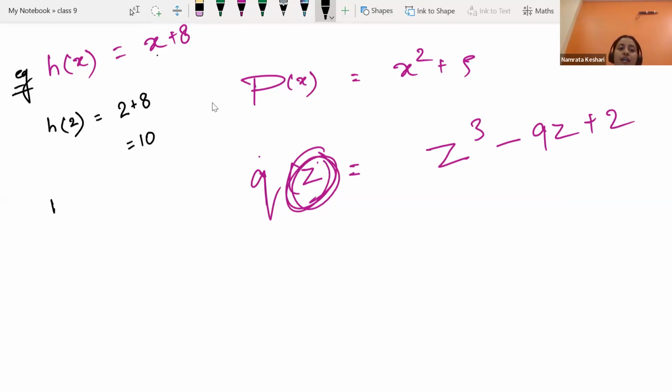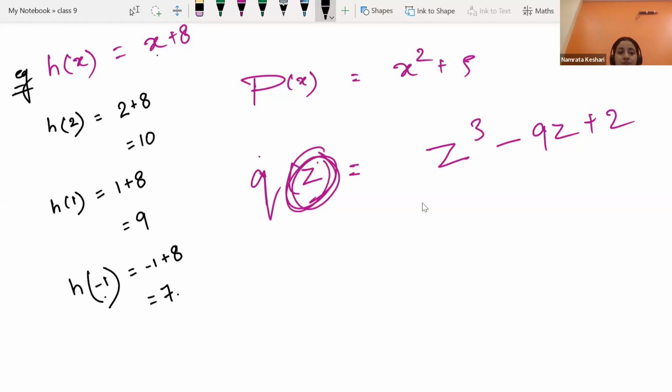If you have to find h(1), that means wherever x is there, you will just substitute 1 and do the calculation. If you have to find h(-1), then wherever x is there, you will put -1 and do the calculation. And the value for h(-1) is 7. Getting it, Pranav and Aisha?